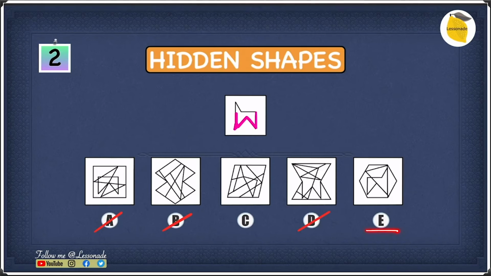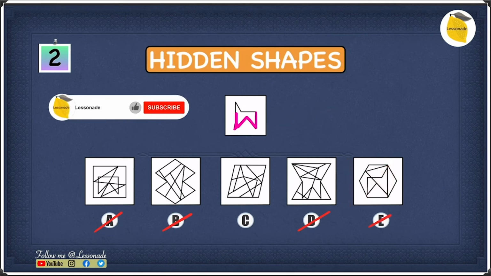Let's check E. In E, we do have a W shape. We have one right here, and if you work your way upwards, you can see that this shape is very similar to this one, but the difference with this shape is that it has been reflected, and as we said before, if a shape is reflected, it's not right. So therefore, we'll have to cross out E. So now we're only left with one option, and that option is C. So this means our answer to this question is C.